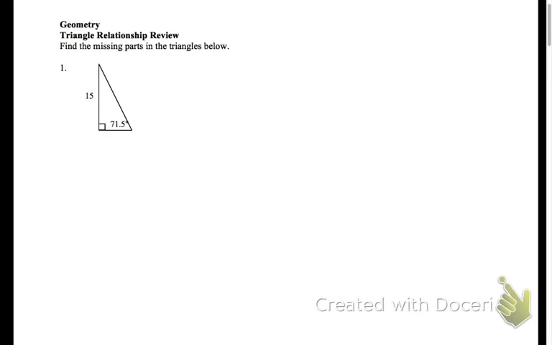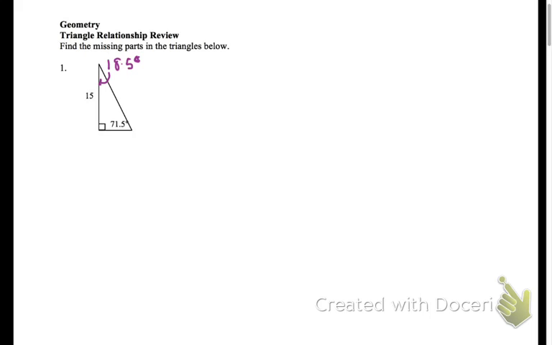Okay, this is going to be a longer video as we go through the review of all these triangle relationships. So let's go problem by problem, and we'll start now with finding the missing parts in the triangle below. It's a right triangle. We know one angle is 71.5 degrees, so our missing angle is the easiest to figure out, and that's going to be 18.5 degrees. Is this angle right here.